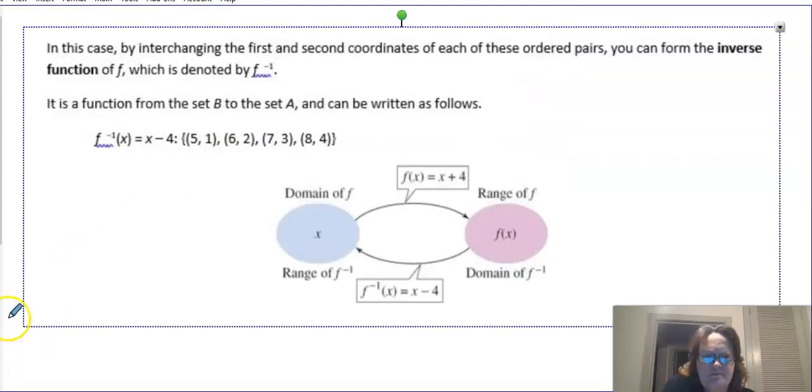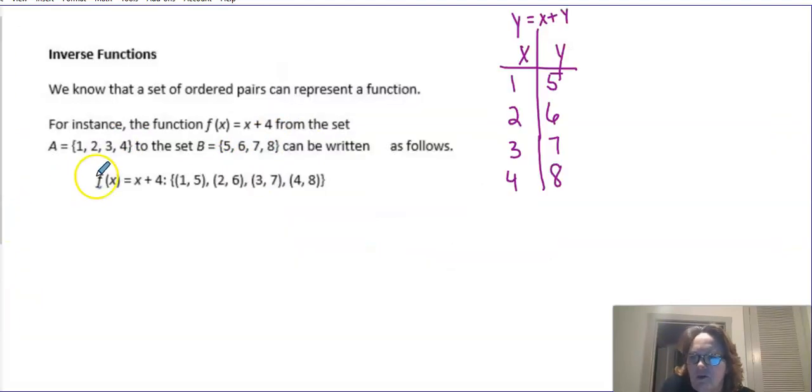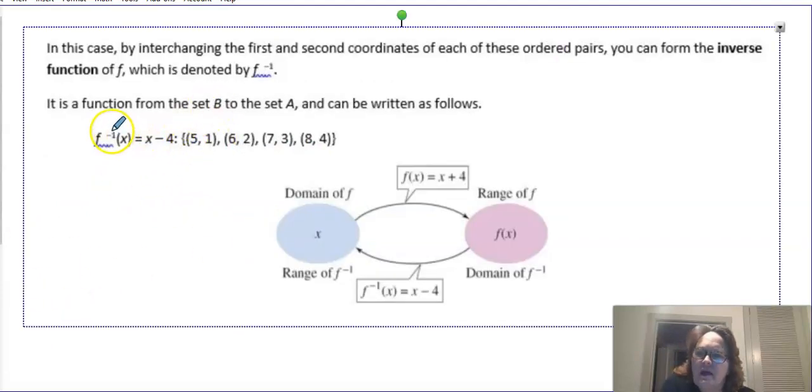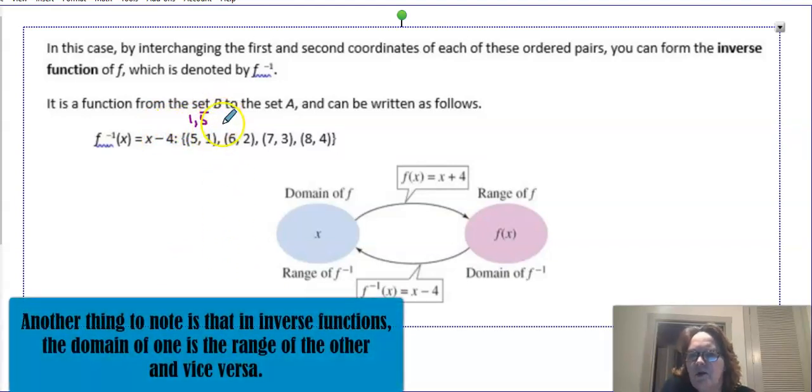The inverse of that same function, where we had these ordered pairs, would be f to the negative 1 of x. This just means the inverse of the function. It would be f of x equals x minus 4, and those numbers would be reversed. Where the first one had 1, 5, the inverse of it would be 5, 1. So the x would change to 5 and the y would change to 1. The first one had 2, 6, and the inverse of it would have 6, 2.